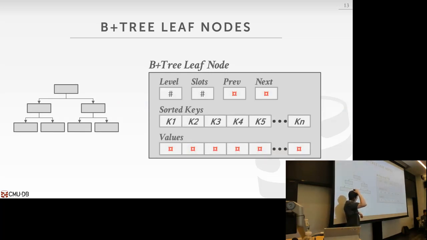Typically, it's stored separately. Just like in our slotted pages, we would have a header that tells us metadata about what's in our page. In this case, we can say what level in the tree we are, essentially how many steps away from the root we are, how many free slots we have remaining in our node, and then the previous and next pointers. And now you see that we separated out the keys and the values. Let me take a guess why you'd want to do something like this.